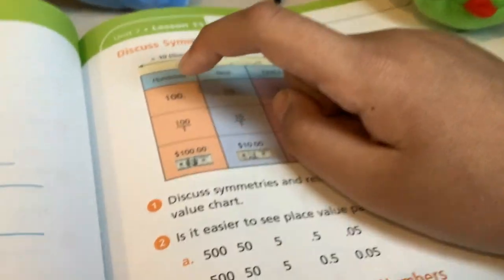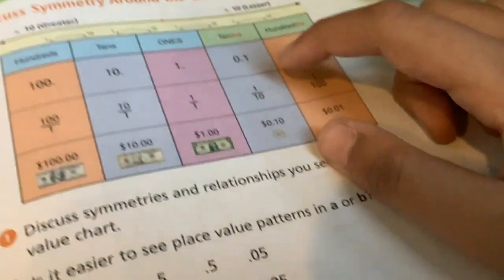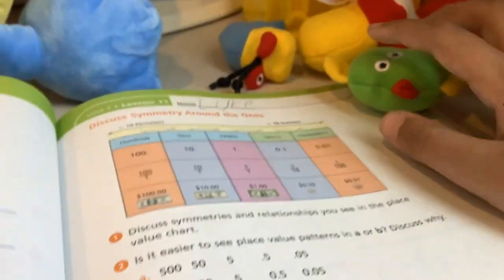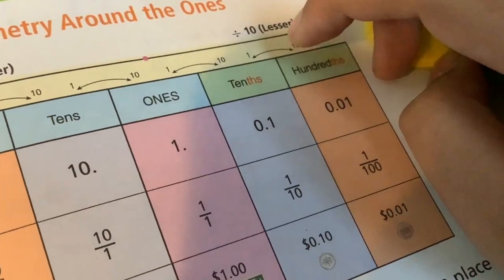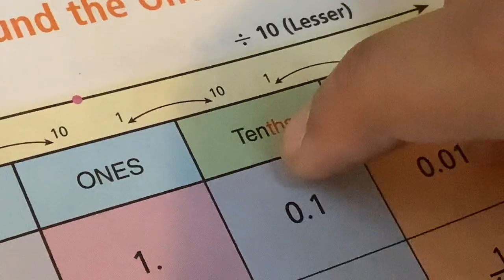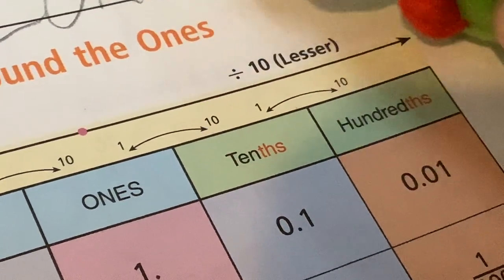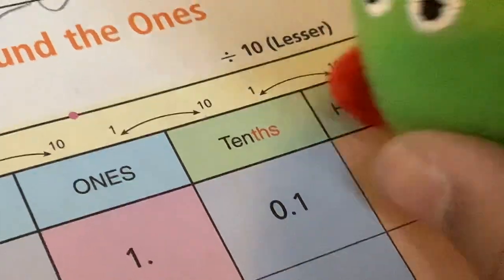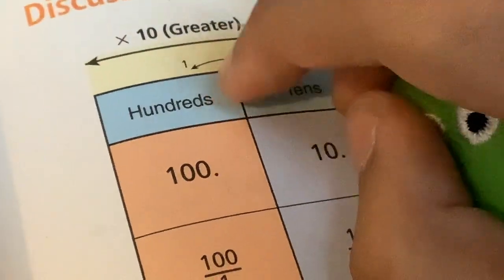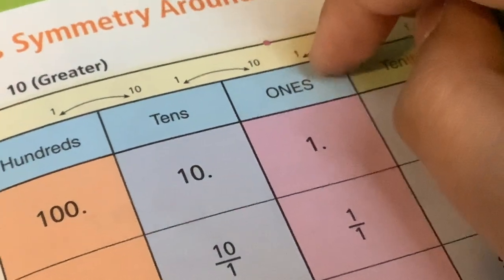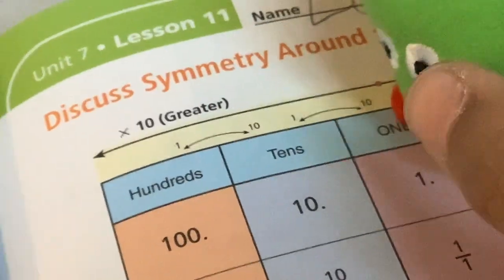Discuss symmetry around the ones. So here are the hundredths. 100 over 1, 10 over 1, 1 over 1, 1 over 10, 1 over 100. So it's hundredths. You see those red letters, THS? That means that it's divided by 10, or a lesser number. So that's why they had those letters here. And then for the hundreds, tens, and ones, they didn't have those, because the number is being multiplied by 10 or greater.